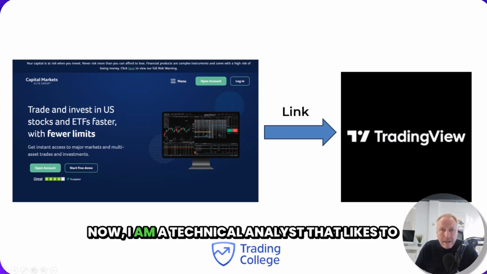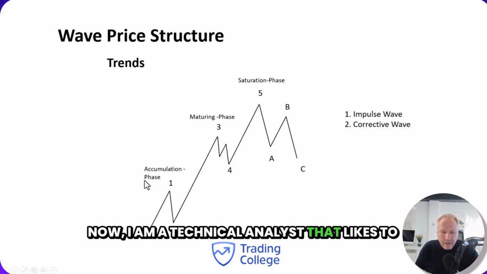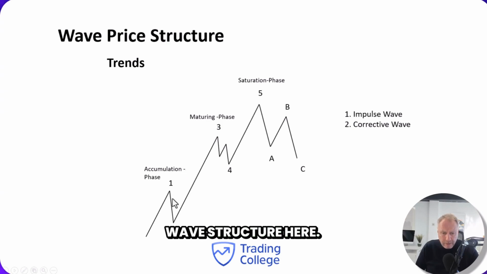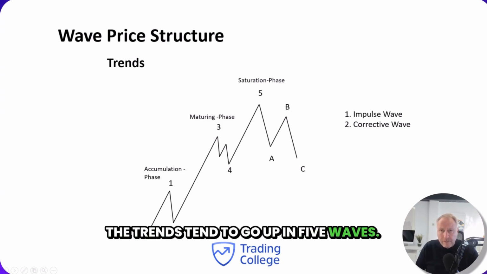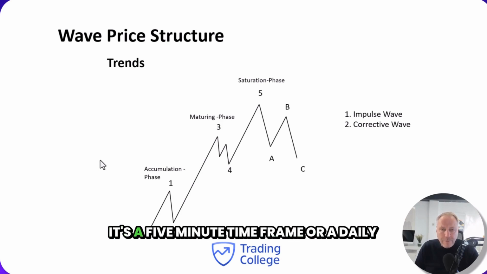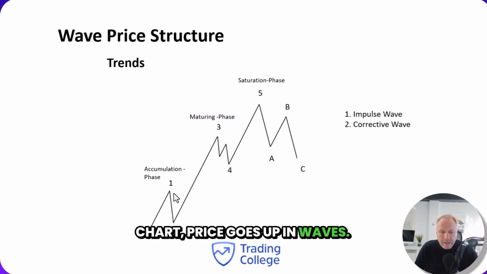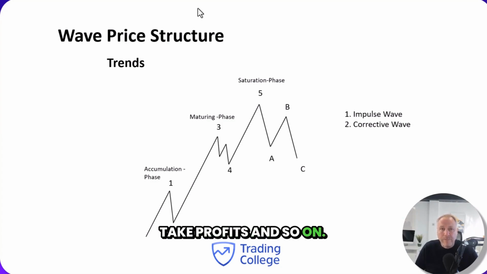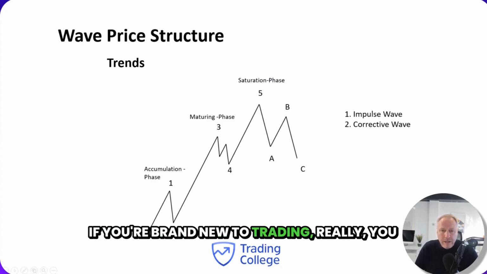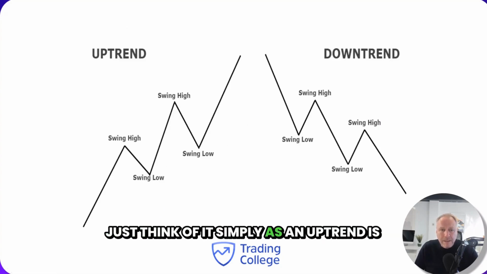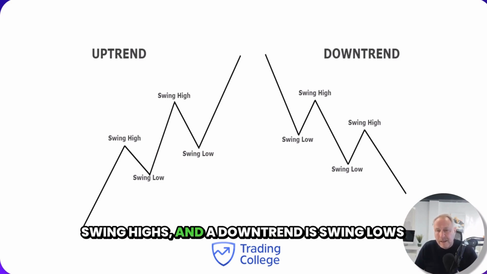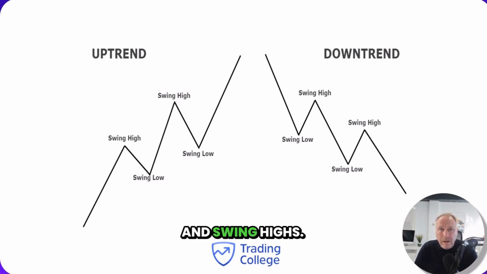Now, I am a technical analyst that likes to trade momentum, and this is a simple wave structure here. The trends tend to go up in 5 waves. When you're looking at a price, whether it's a 5-minute time frame or a daily chart, price goes up in waves. Buyers come in, sellers come in, buyers take profits, and so on. If you're brand new to trading, just think of it simply as an uptrend being higher highs and higher lows, and a downtrend being lower lows and lower highs.